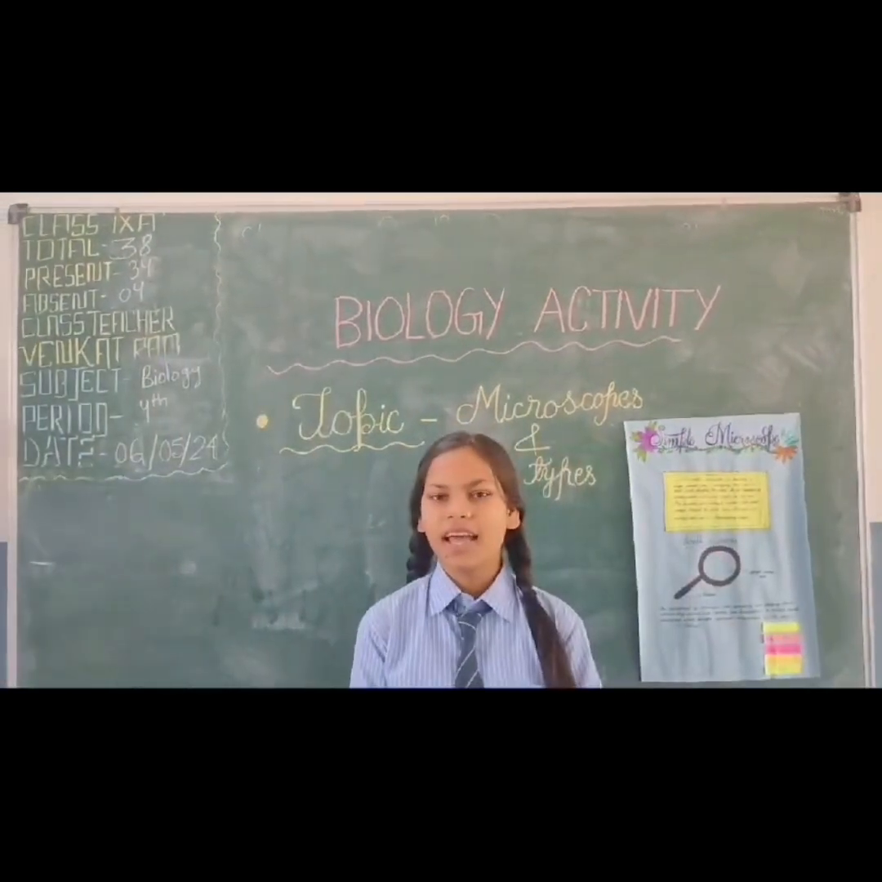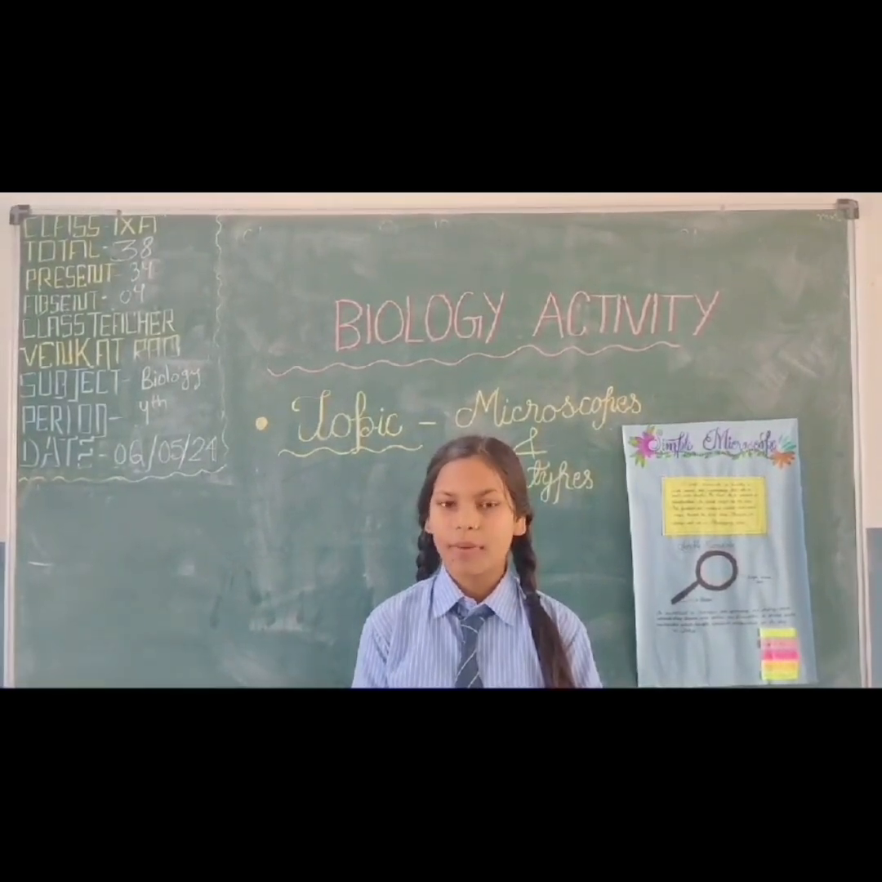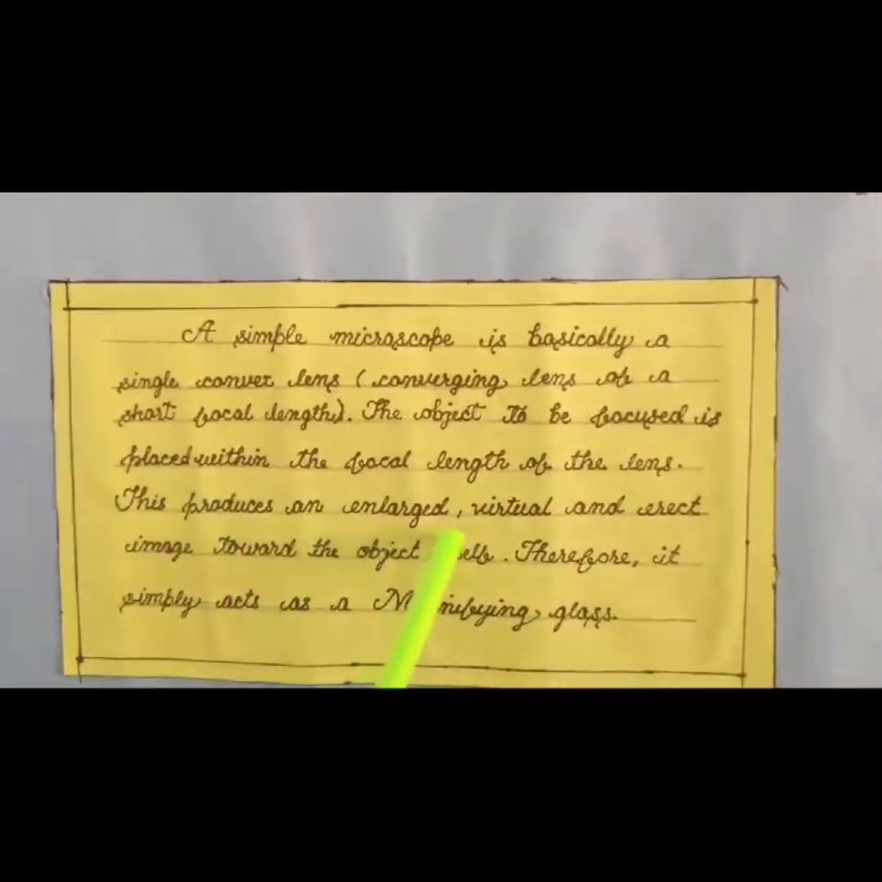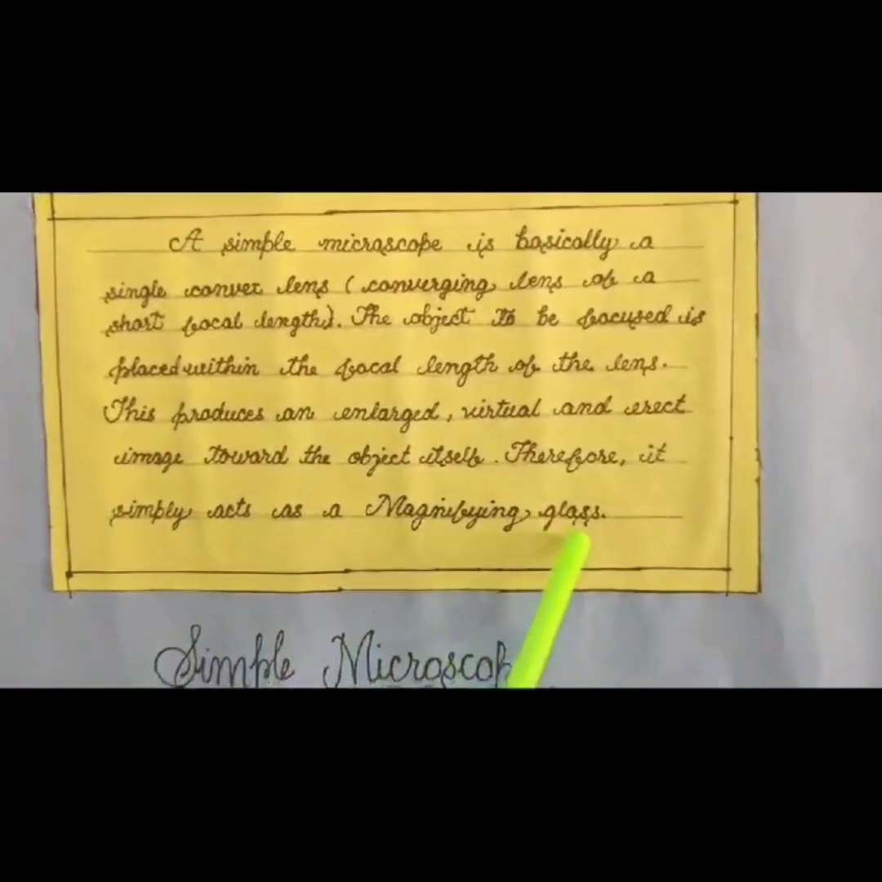Hello everyone, I am Atri Kumari of class 9A, and today I will explain the simple microscope, which is a single convex lens, a converging lens of short focal length. The object to be focused is placed within the focal length of the lens. This produces an enlarged, virtual and erect image of the object itself. Therefore, it simply acts as a magnifying glass.